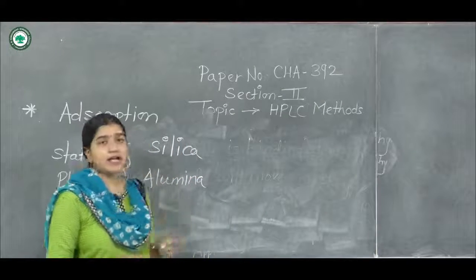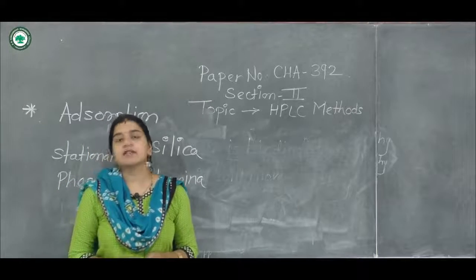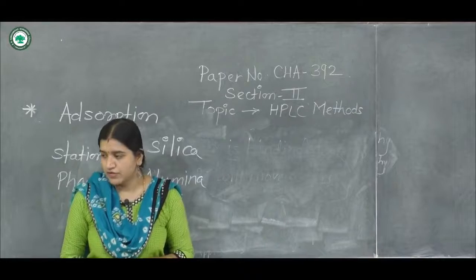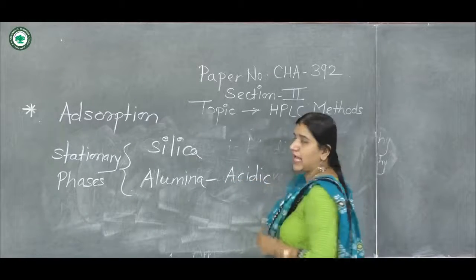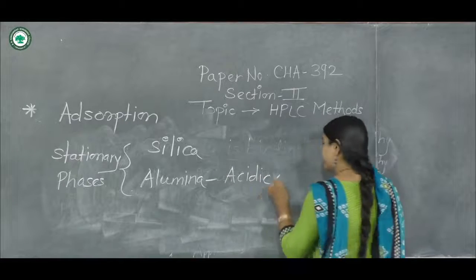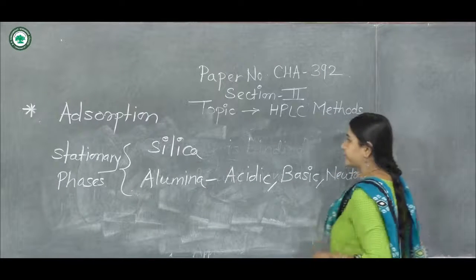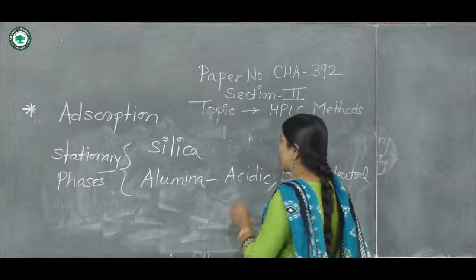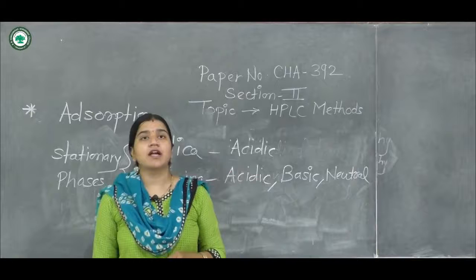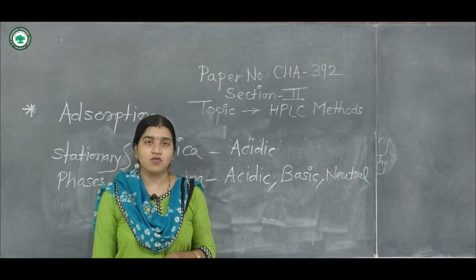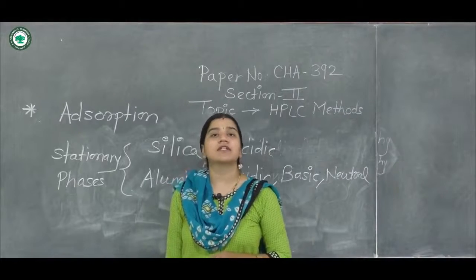As far as silica and alumina are concerned, they should have a uniform size with a higher surface area for better resolution. The alumina may be acidic, basic or neutral in nature, while silica is acidic in nature. So whenever you use silica or alumina as a stationary phase, the prerequisite condition is that it should have a uniform size with a higher surface area.